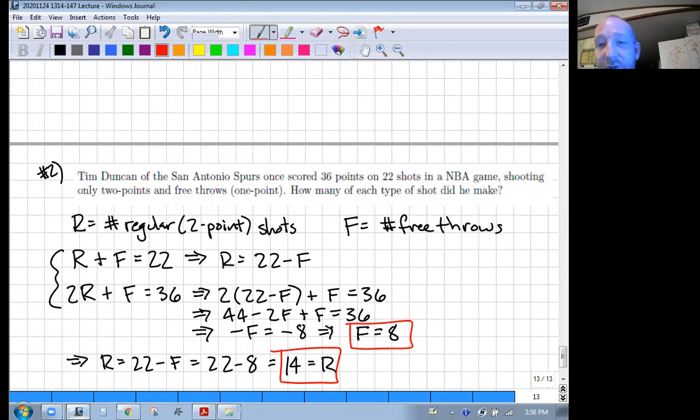And we can, of course, check our answers. Do the number of shots add up to 22? 14 and 8 add up to 22. And we can also plug them into this equation to check. Twice R would be 28, and then plus F, 28 plus 8 is 36. So they satisfy these two equations, so we know we're good.